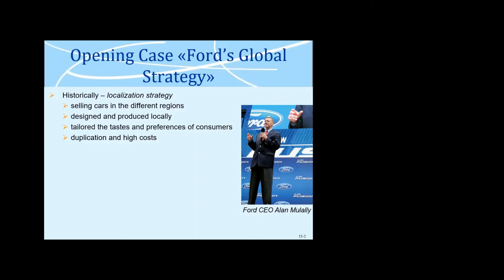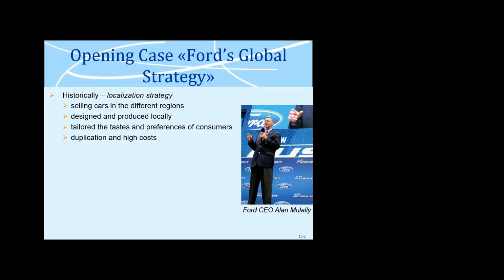So due to this product strategy, Ford was unable to buy common parts for the vehicles, and it couldn't share development cost, and it couldn't use its European-focused plants to make cars for the United States or vice versa. So in a business where economies of scale are important, the result was high cost. The strategy of designing and building different cars for different regions was the standard approach at Ford. So at the time, Ford was implementing and focused on a localization strategy.